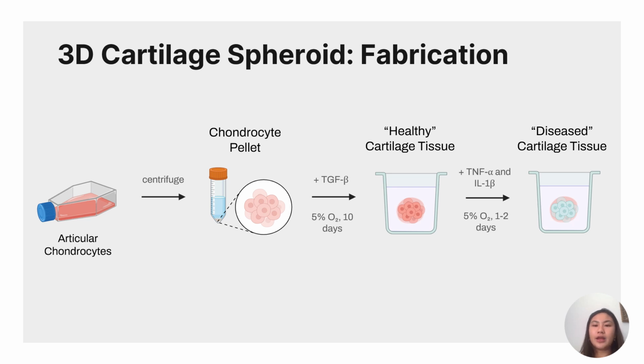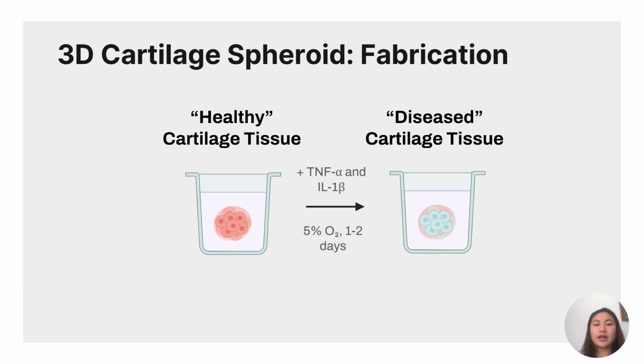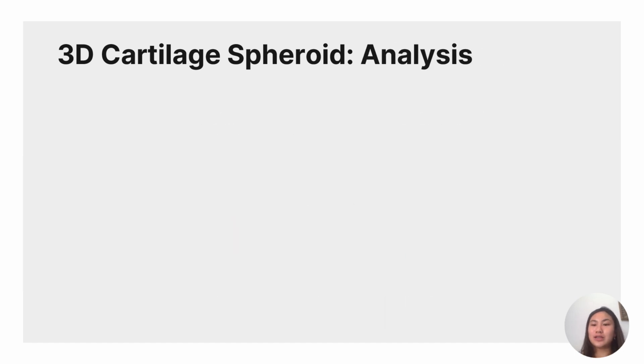Now, what is healthy and diseased cartilage tissue defined by? Well, cartilage tissue has previously been defined by the presence of glycosaminoglycans, also known as GAG. GAG is a key component in cartilage, and it's responsible for cartilage's ability to compress and its stress endurance capabilities.